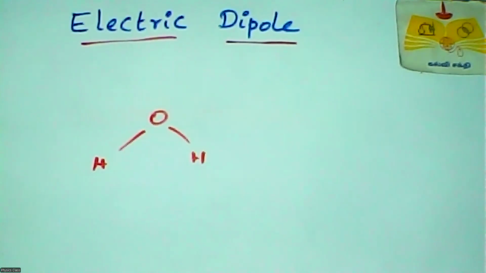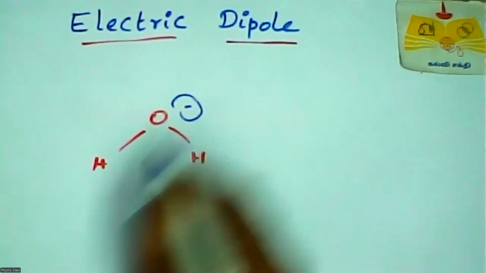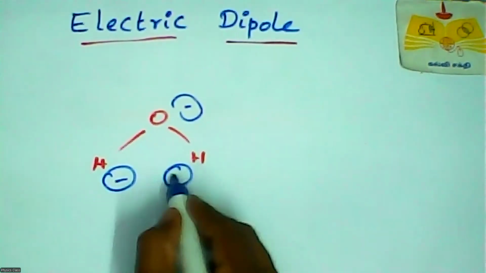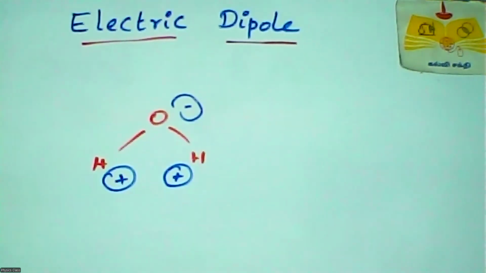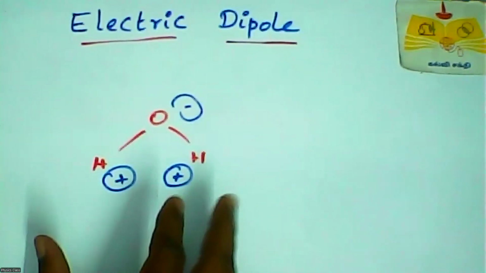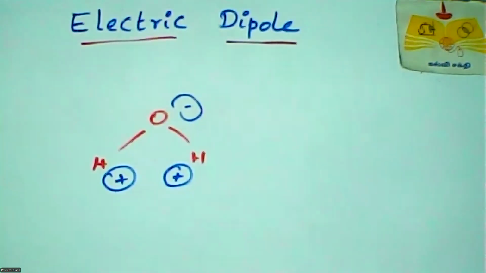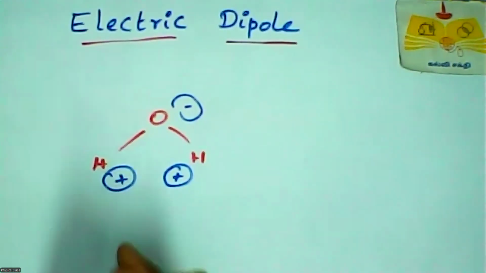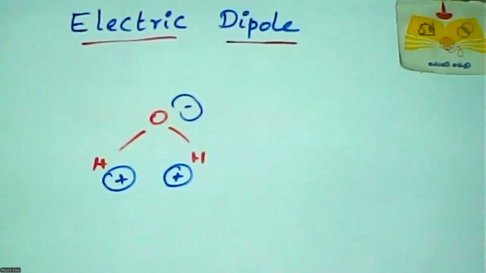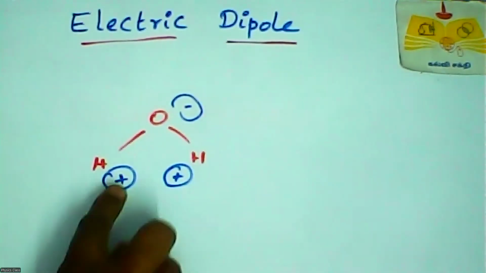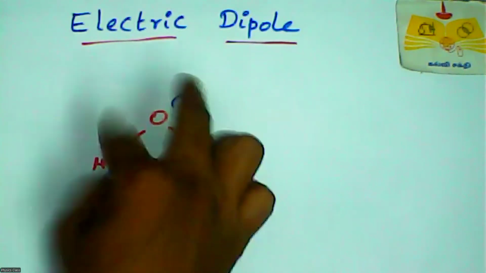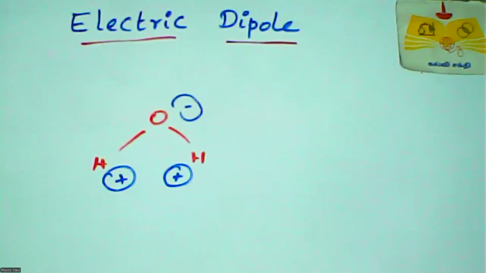You can imagine that. So here negative, here positive. Because there is a separation between these positive and negative centers of charge, the water molecule acts like a tiny electric dipole.